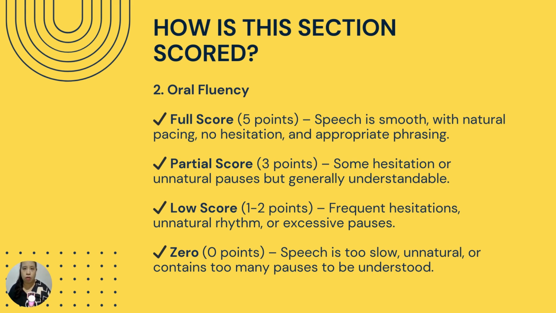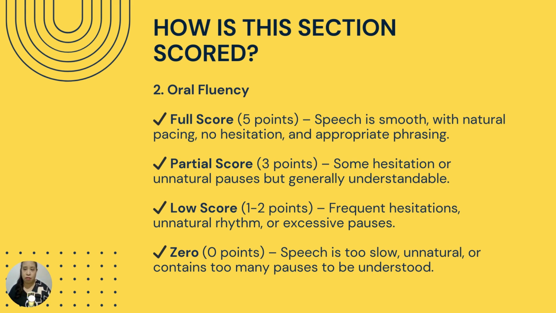Let's also talk about oral fluency, which is just as important as content. A full score of 5 points means your speech is smooth and natural, no awkward pauses or hesitation, and your pacing sounds confident and clear. If you hesitate a little or speak with some unnatural pauses, but you're still understandable, that's around a 3. You might get a low score, 1 or 2, if your speech is choppy, slow, or filled with too many pauses or fillers like um, uh, stuff like that. So avoid those things.